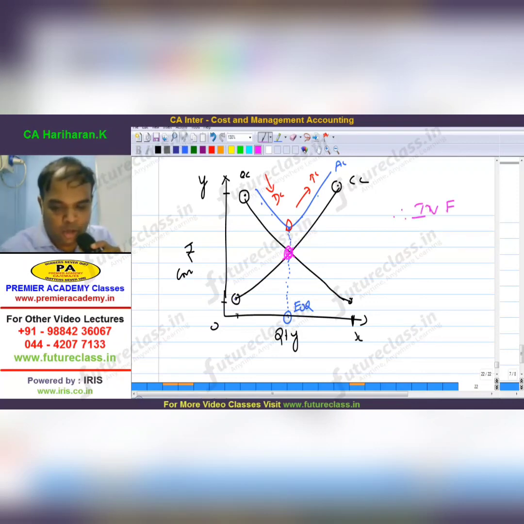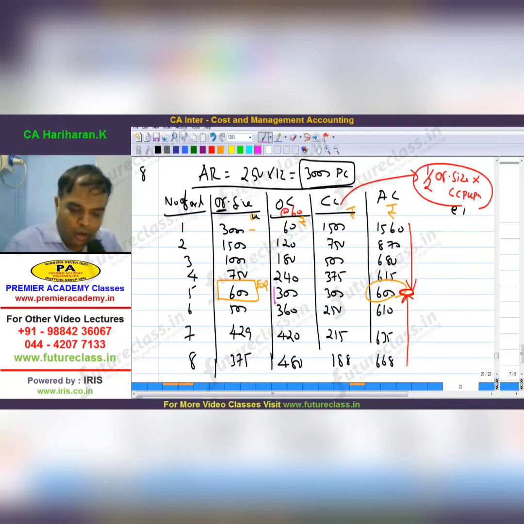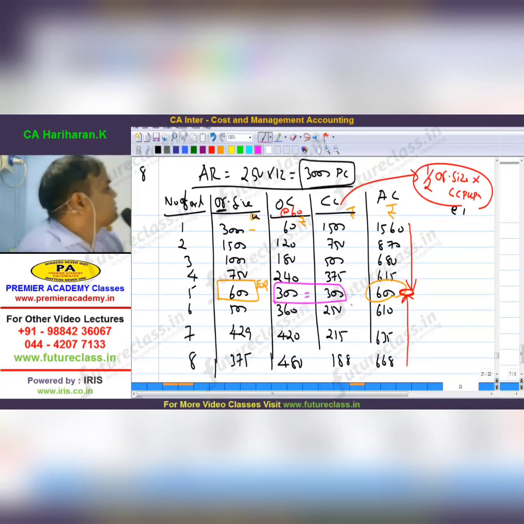Therefore, in economic ordering quantity, ordering cost should always equal carrying cost, because it has to meet. Is that logical or not? So, in EOQ, ordering cost should always equal carrying cost.